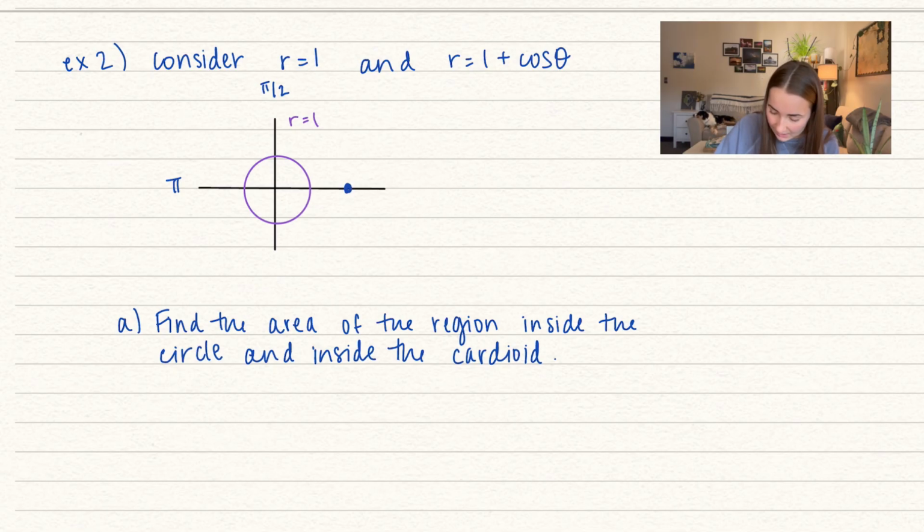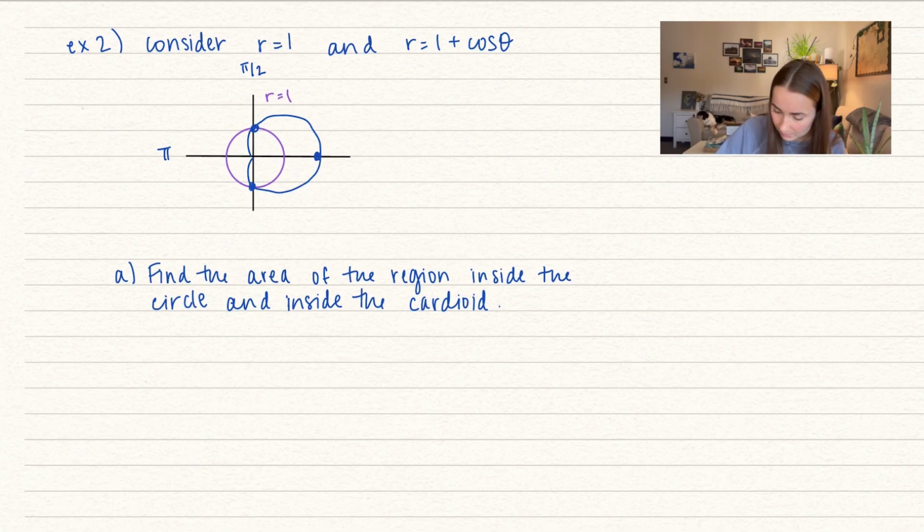We know that it's going to hit the y-axis at 1 and 1. And it's going to go around like this. Beautiful. So now let's go ahead and consider part A.